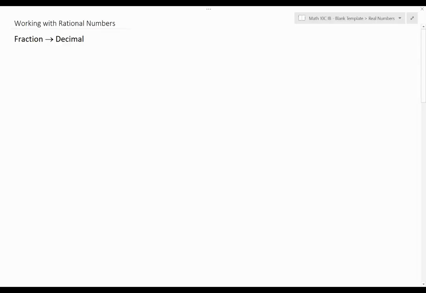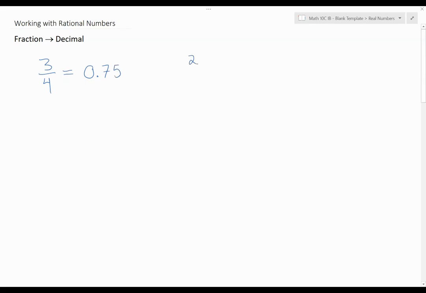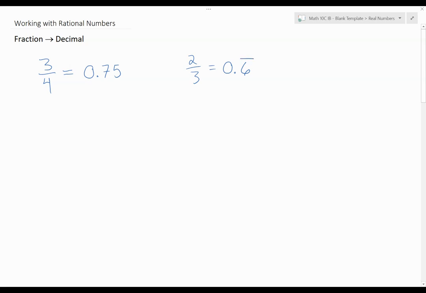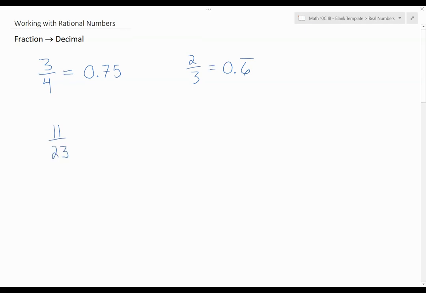If we're converting a fraction into a decimal, then we just need to remember that a fraction is essentially a division. Some of them you will know. So when you see a fraction like 3 out of 4, you will recognize possibly that that is 0.75. Or when you see 2/3, you may recognize that that is 0.6 repeating. But there are others that you won't necessarily recognize. So let's say something like 11/23. If that happens to be a fraction you have memorized, great, but it seems improbable.